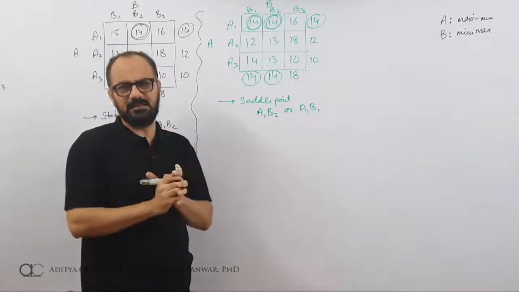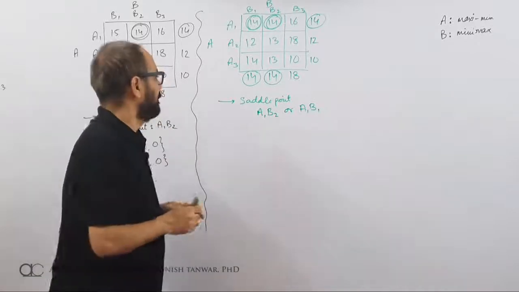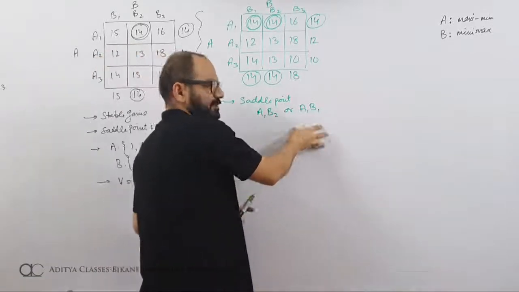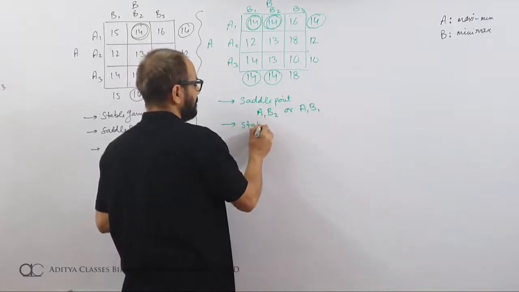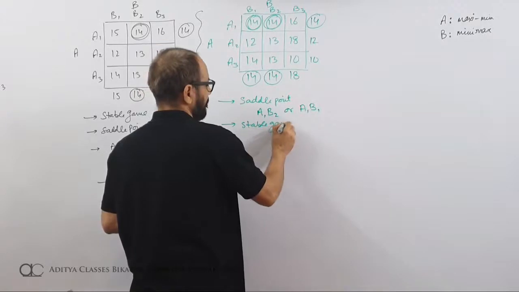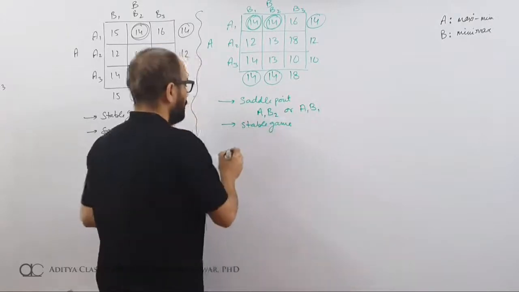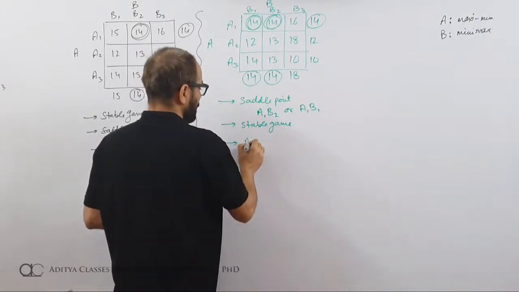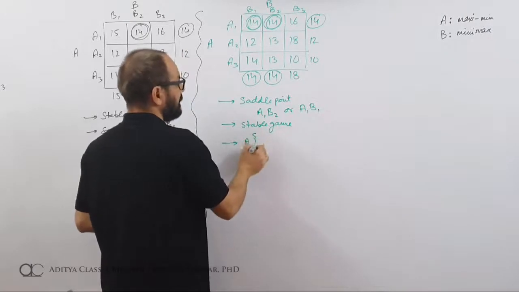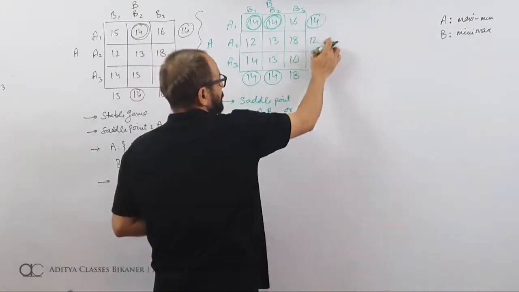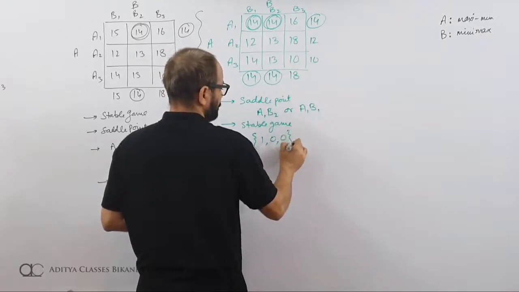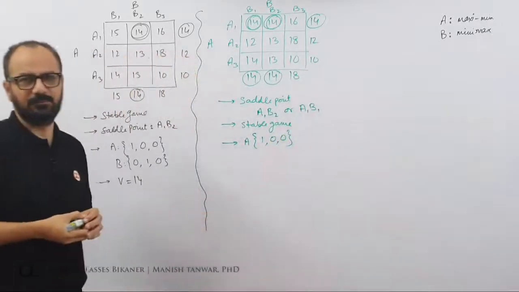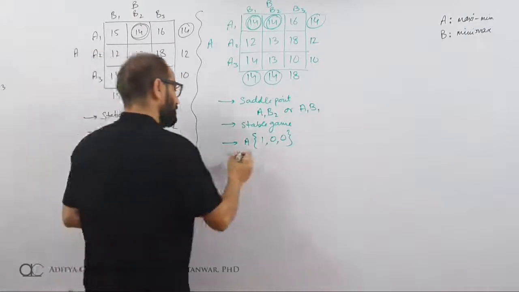But this game is still a stable game. So you could go with either this strategy or this strategy, and because you have a saddle point, it is definitely a stable game. What about the strategies for A? Strategy for A would be 1-0-0. What is the strategy for B?